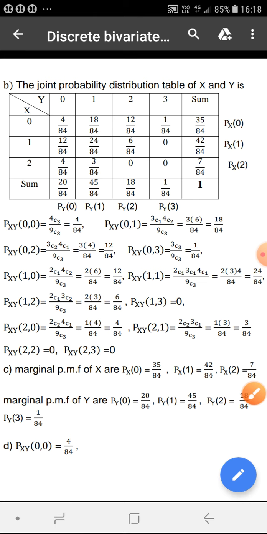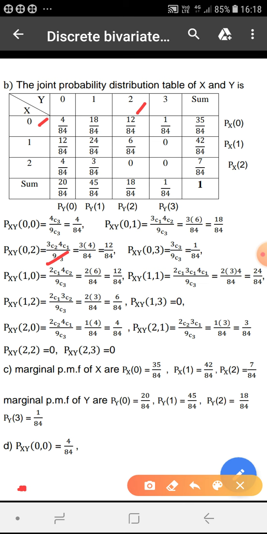Similarly, x is 0, y is 2. Selecting 0 red ball and 2 white balls. Altogether 3 balls. So 2 white balls means 1 remaining ball will be from 4 blue balls. So total number of selections is again 9C3. Out of 9C3 selections, number of selections where we select 2 white balls and 1 blue ball.